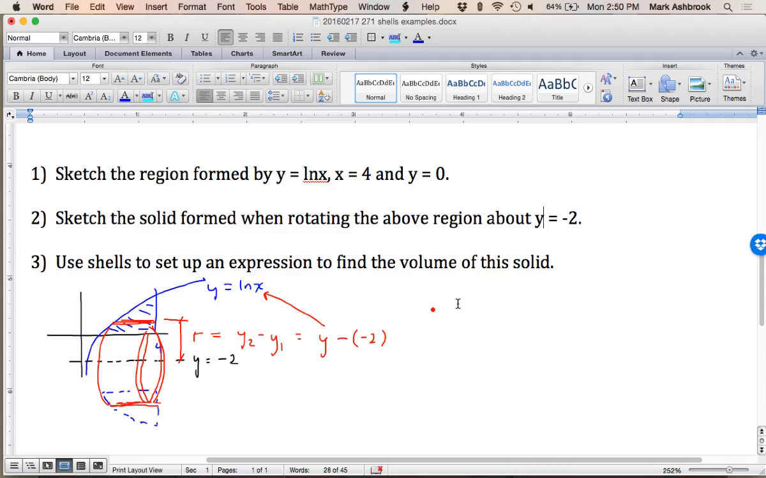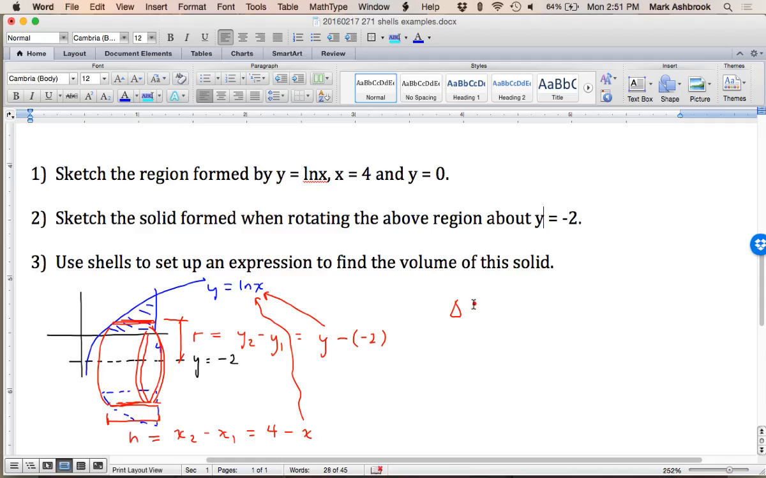Okay, what's the height? So the height of the shell now is on its side, like this. This is the height. Change in X or change in Y? Change in X. X2 minus X1. X2 is the greater X, which is 4, minus the lesser X, which is X for that curve. All right, so I'll just set up the volume of the shell and we can do the limits tomorrow.